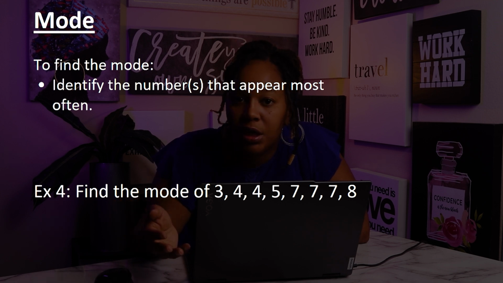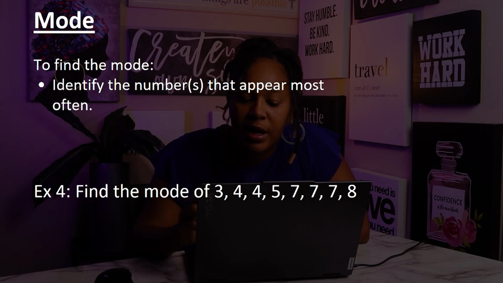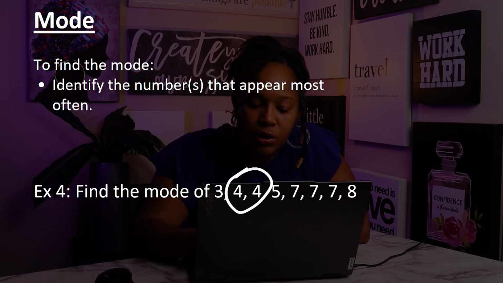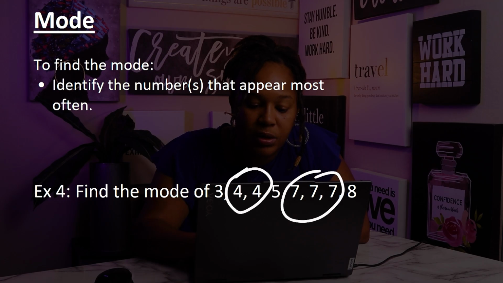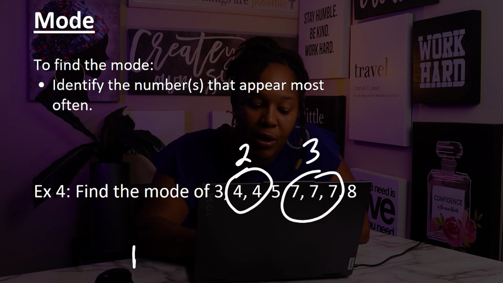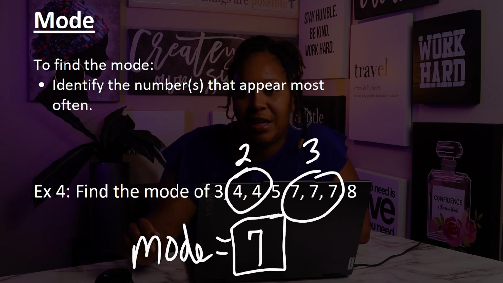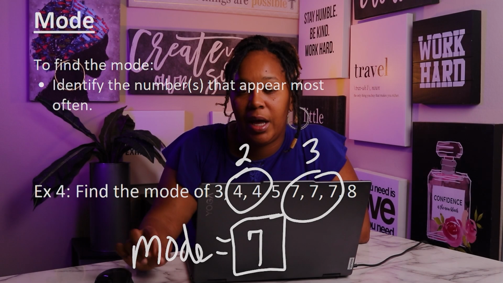There's no work to be done here besides counting how many times each number is represented. And as you can see, 4 is represented 2 times here, but 7 is represented 3 times here. And so 7 would actually be your mode because it is represented the most. It appears the most frequent. So your mode here would be 7 because it appears 3 times, all right? Let's look at one last example using the mode.